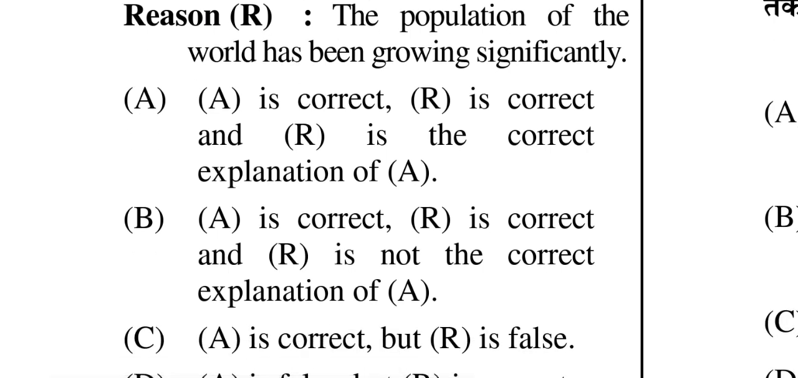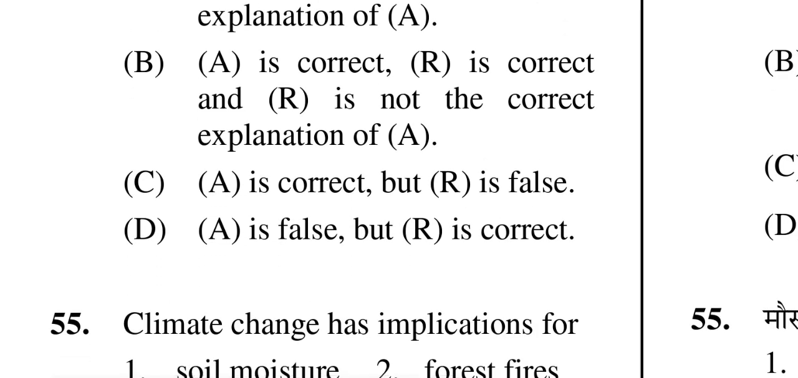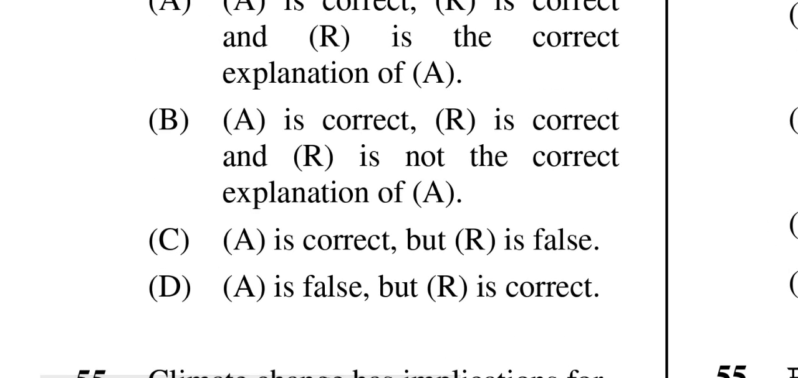A is correct, R is not. R is correct and R is the correct explanation of A. A is correct, R is correct, but R is not the correct explanation of A. A is correct, but R is false. A is false, but R is correct. What do you say? 54.